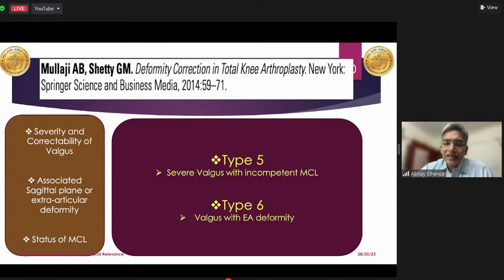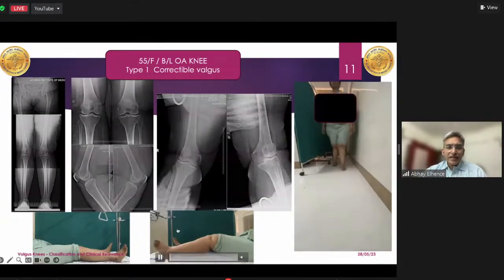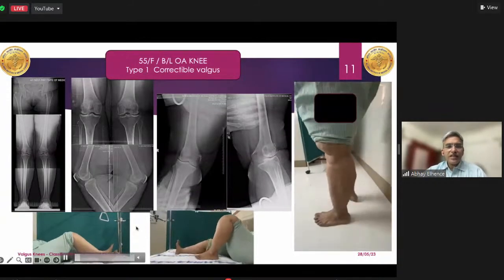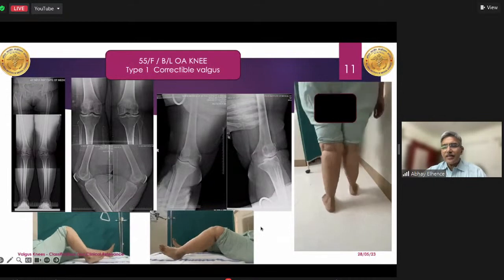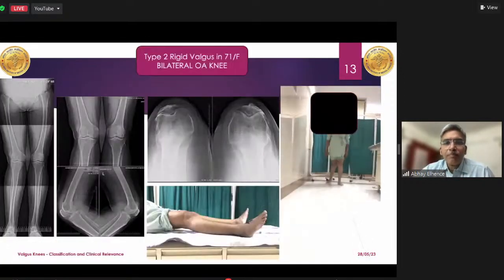And type 6 is a valgus with an extra-articular deformity, and what an extra-articular deformity does is that it exaggerates the Q angle and it causes a secondary contracture of the lateral retinaculum and the lateral soft tissue sleeve. So here's a 55-year-old lady who has a correctable valgus on both sides. This lady went in for standard total knee arthroplasty with standard releases, which were very minimal, and we were able to get a very good balanced total knee onto this lady.